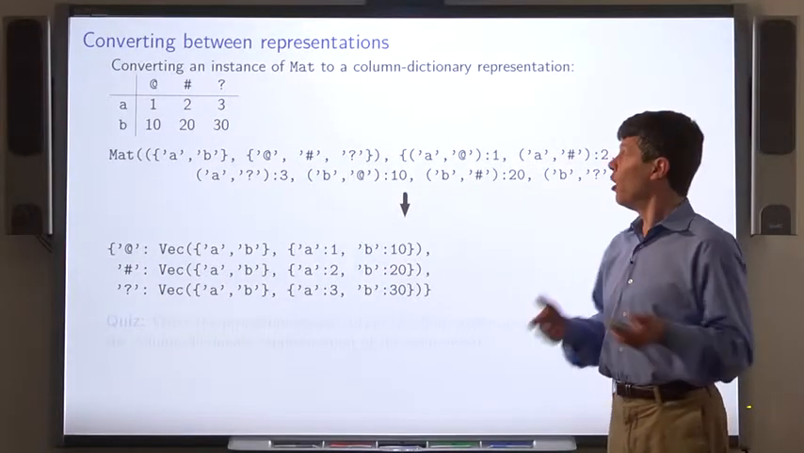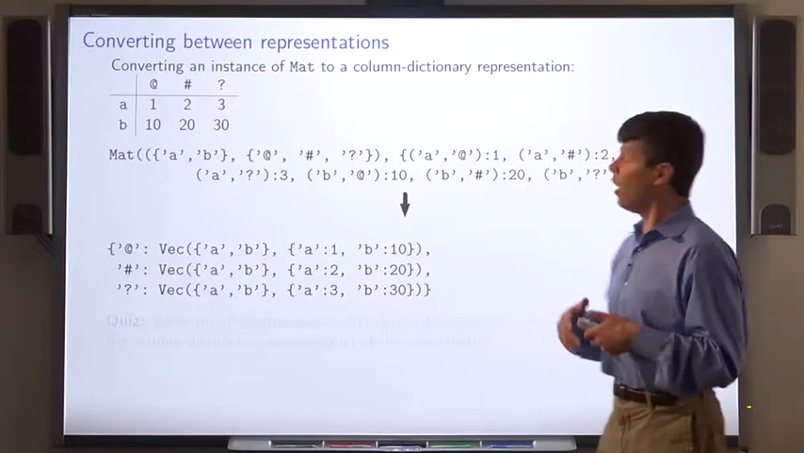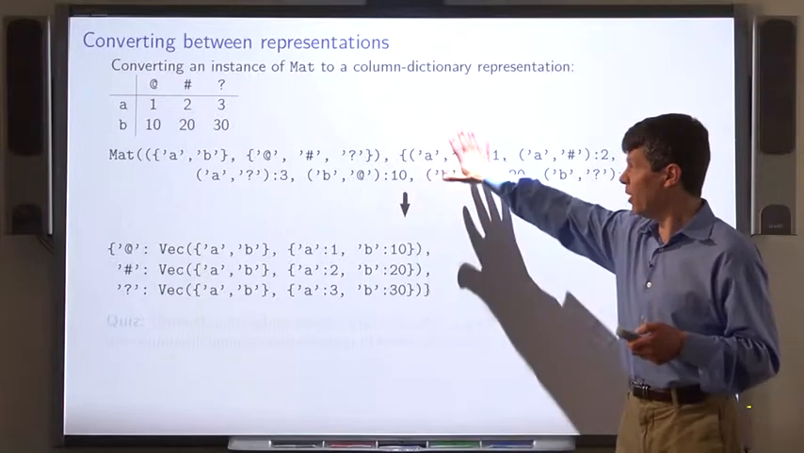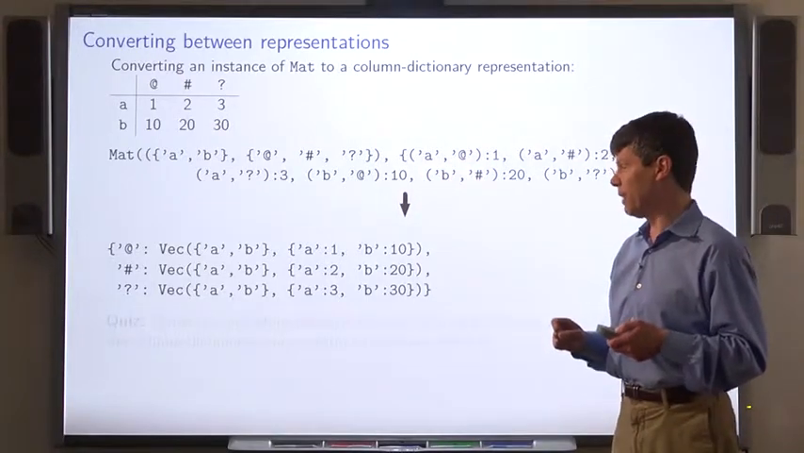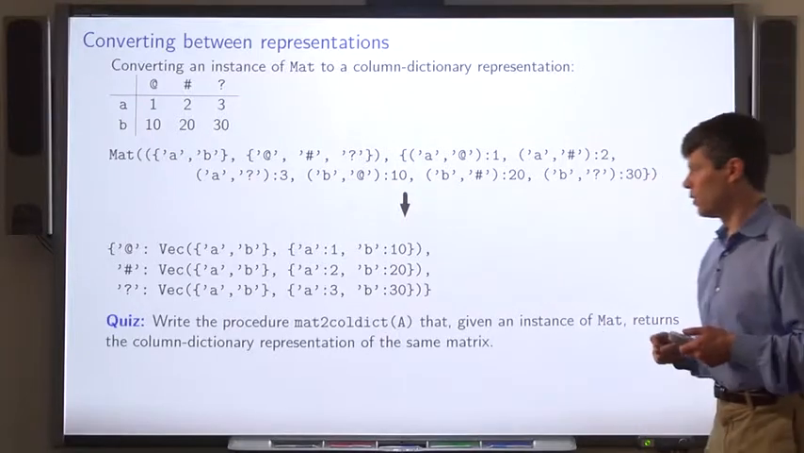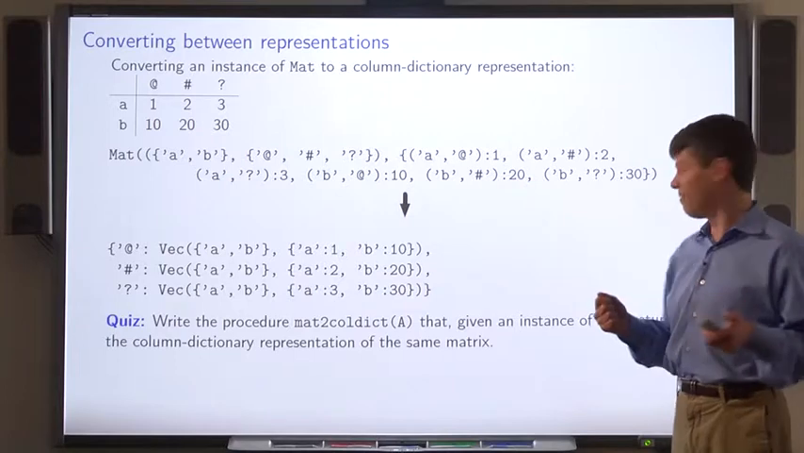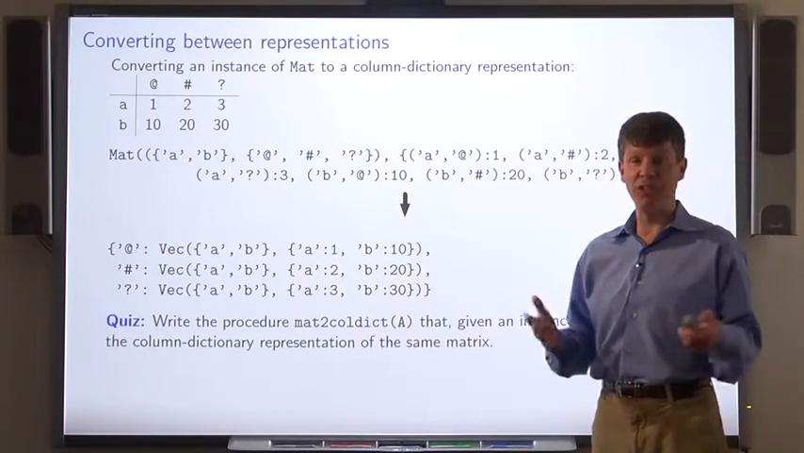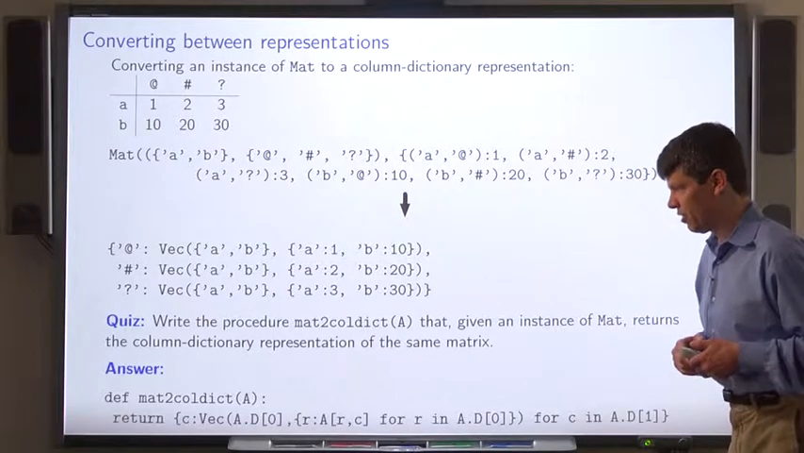Now let's look at converting an instance of Mat to a column dictionary. Here's an example of an instance of Mat, and here's the corresponding column dictionary. Write the procedure mat2coldict that, given an instance of Mat, returns the column dictionary representation of the same matrix. Here's the solution.